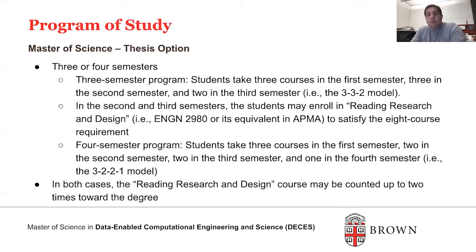The thesis option is likely to be taken by a smaller percentage of the students. There, we're looking at a 3-semester program, where students take 3 courses in the first semester, 3 in the second, and 2 in the third. Okay, a 3-3-2 model. But the difference here is that in the second and third semesters, you may be able to enroll in the so-called reading, research, and design. There's an engineering designation or applied math designation for that class to satisfy the 8 course requirements. So basically, this is your chance to develop and write your thesis.